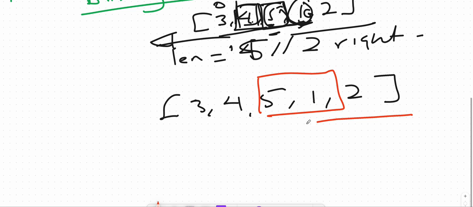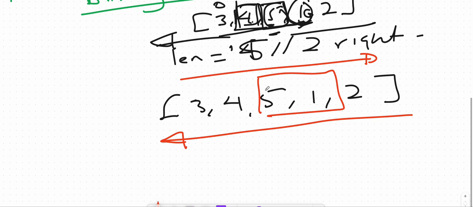So if you have the only time a number will be switching is when we reach the breaking point, right? The only time a number will be switching is the breaking point.